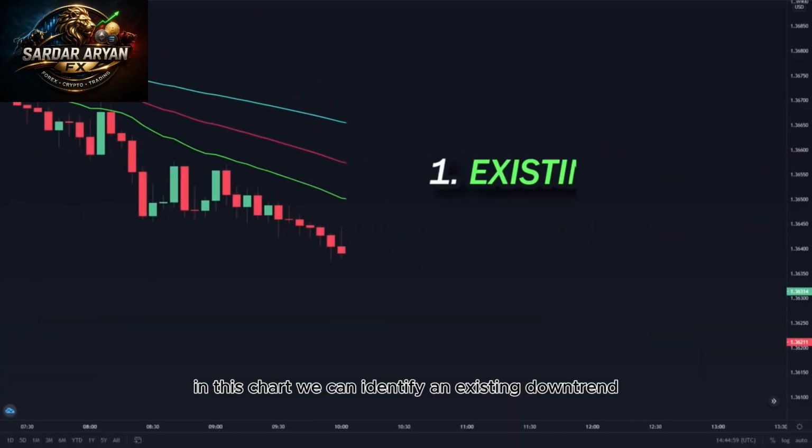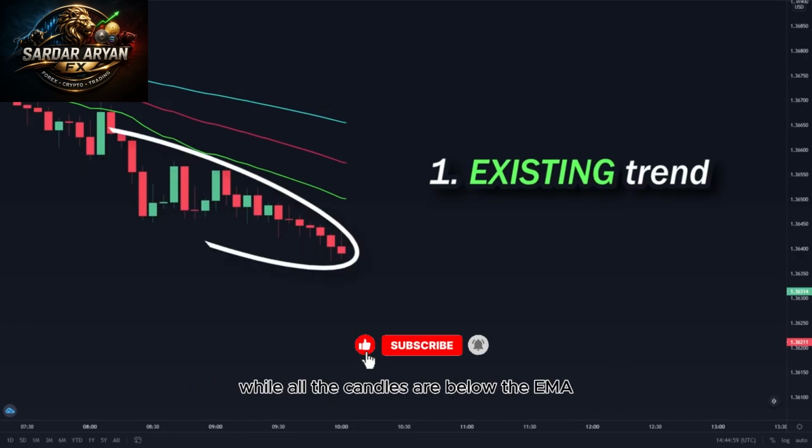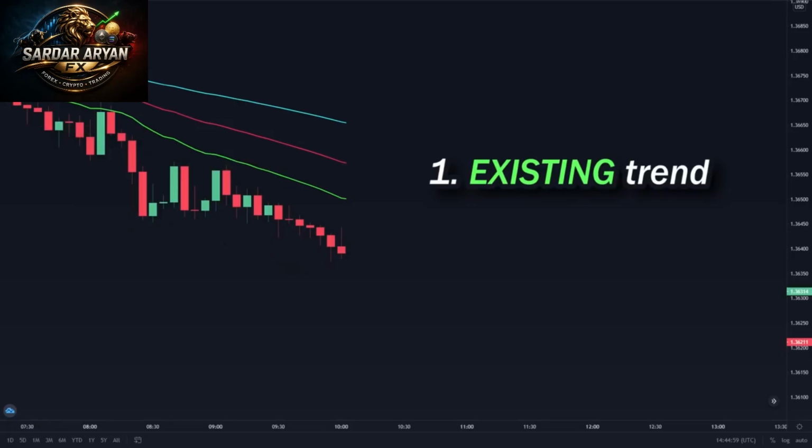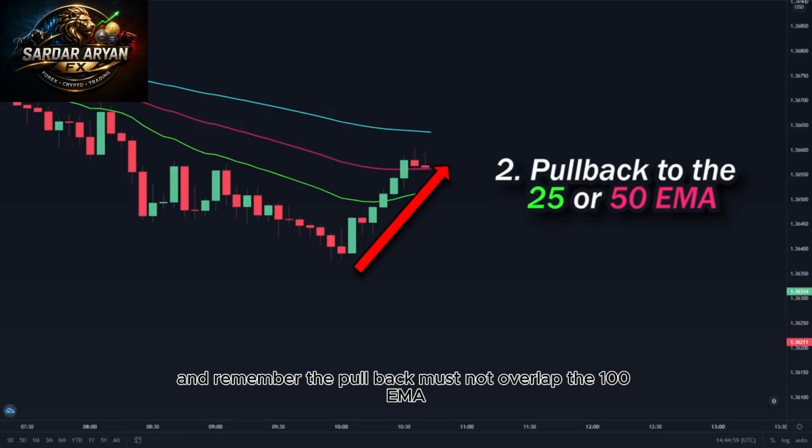In this chart, we can identify an existing downtrend, as shown by all three EMA heading downwards, while all the candles are below the EMA. Next, we're waiting for a pullback towards the 25 or 50 EMA. And remember, the pullback must not overlap the 100 EMA.